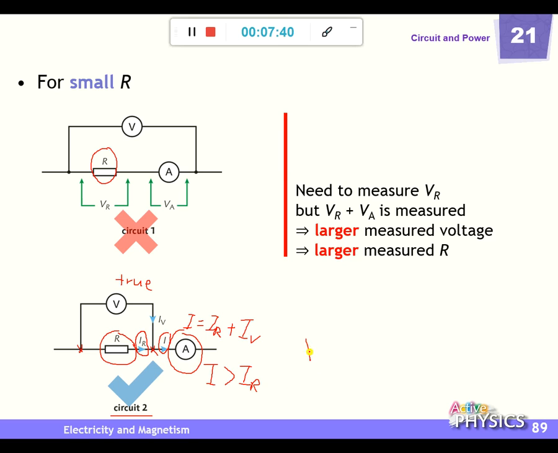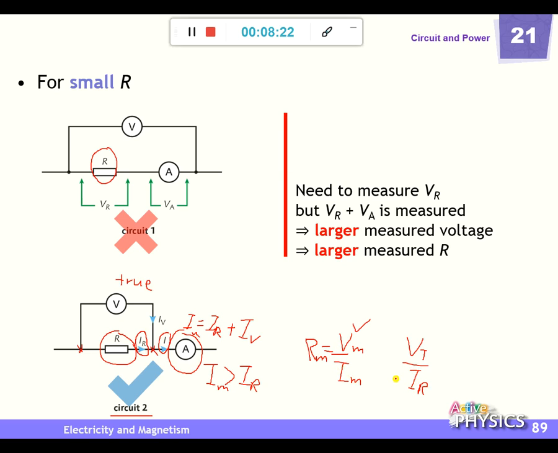By using this equation, R should be V over I. We can measure the true value of V, but I is greater than the true I, so the measured R will be affected. This is the measured R, measured V, measured I. Then you can find that VM and the true value are the same. How about I, true value? It means that IR should be less than IM.